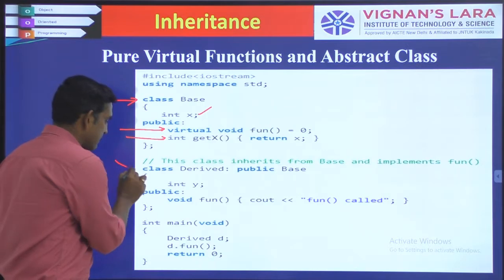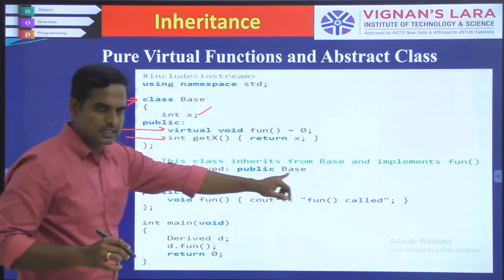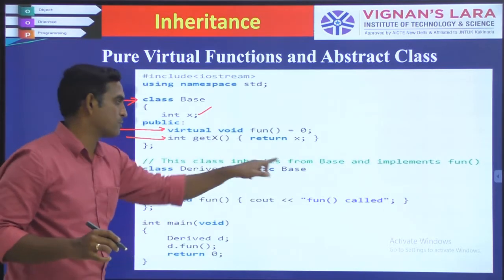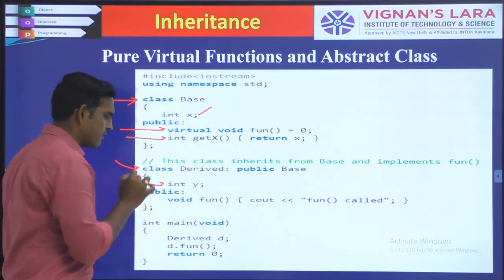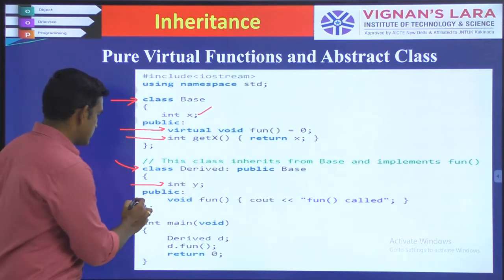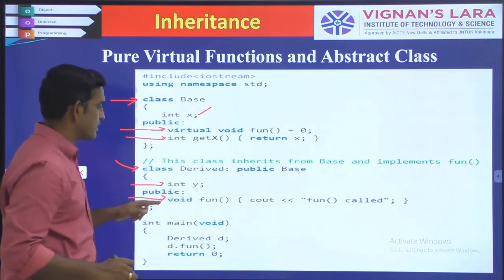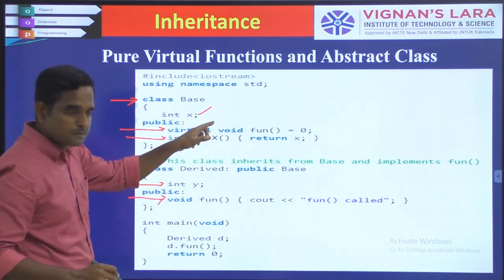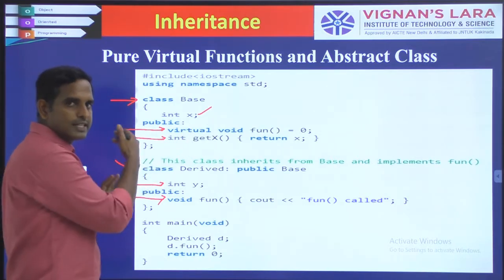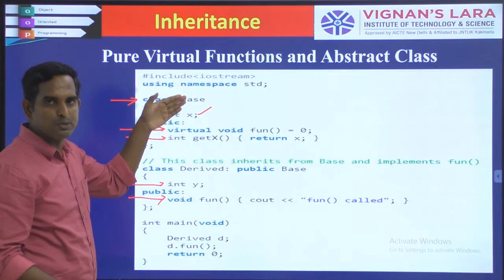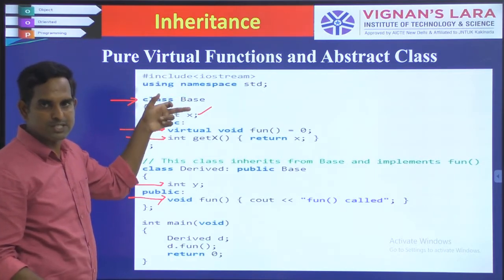And you have a class derived, that is inheriting the properties of the base class, and it has its own variable y, and inside the public section you are defining this pure virtual function. As you have known, the derived class defines the pure virtual function which is declared in the abstract class.